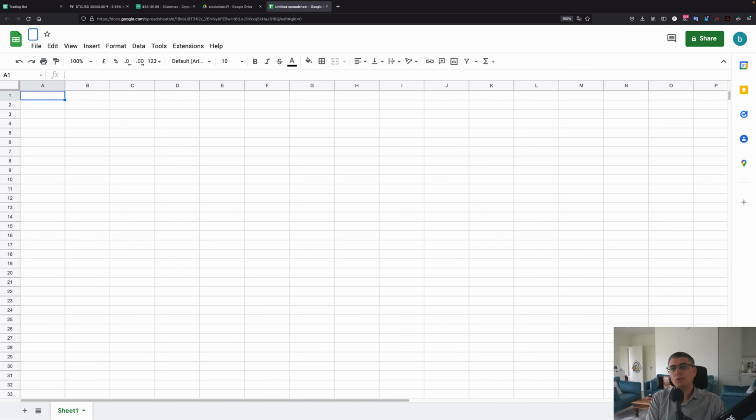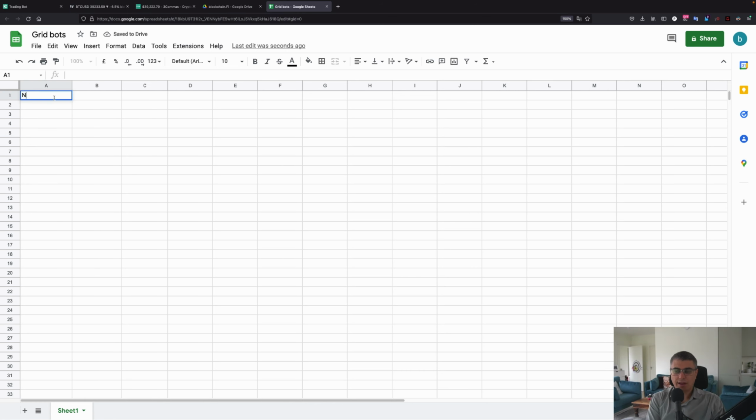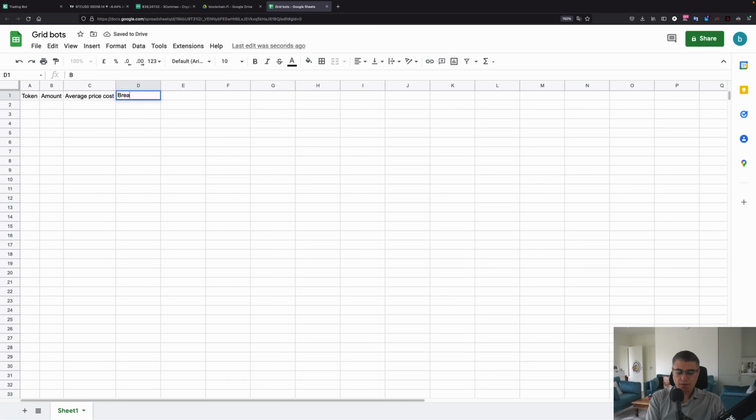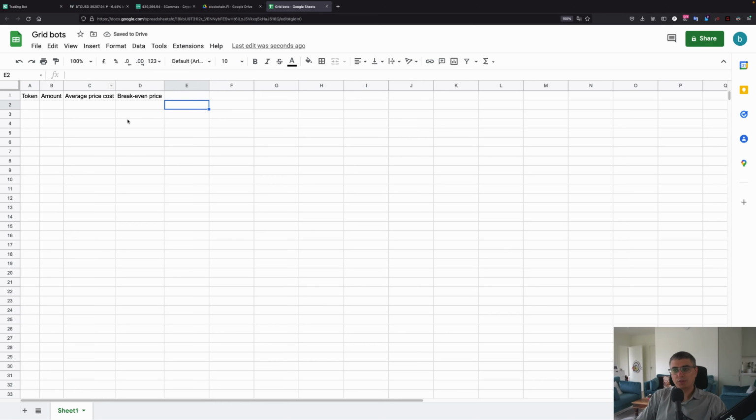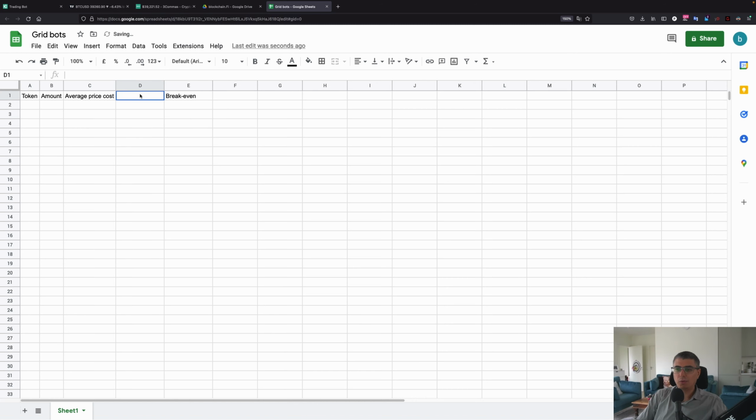And then let's say I want to track, to have a better overview of everything that's happening, and what is my price target. I will use a spreadsheet, let's say red bag, or grid bots. And let's say I have name or token, amount, average price cost, and break even price, which is going to be your target, right? Not price, but break even. Here I will add current price actually, because we need that.